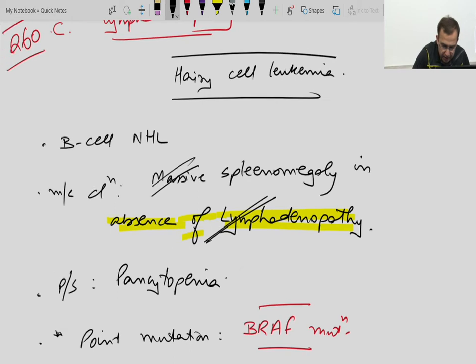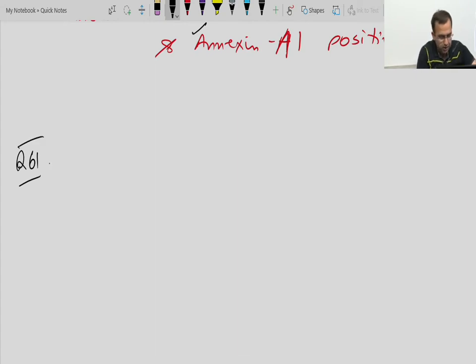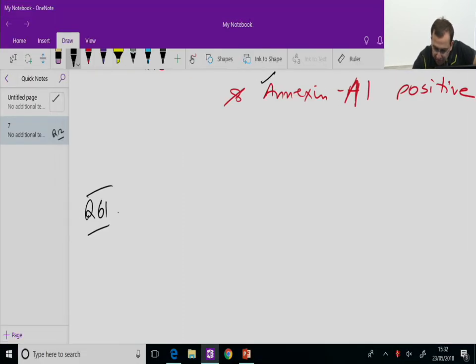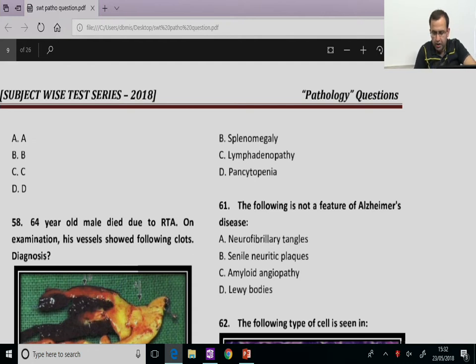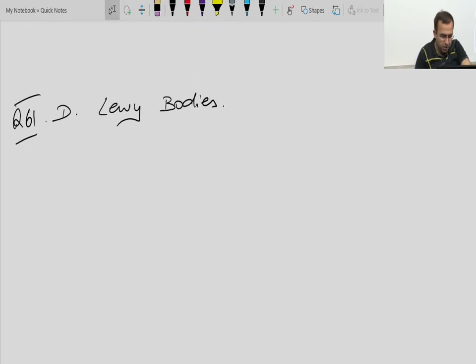Next, this gets us to the next question, that is question 61. Let us have a look at this. Which of the following is not a feature of Alzheimer's? Alzheimer's is associated with neurofibrillary tangles, senile neuritic plaques, and amyloid and amyloidosis. That is okay, but it is not associated with Lewy bodies. So question 61, the answer is D, that is Lewy bodies. So let us have a look at Alzheimer's disease.